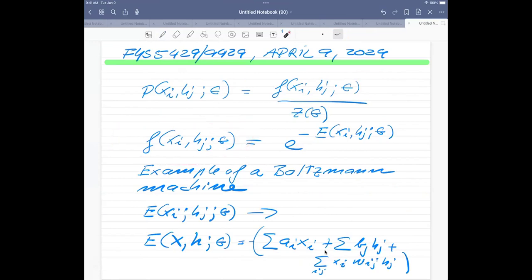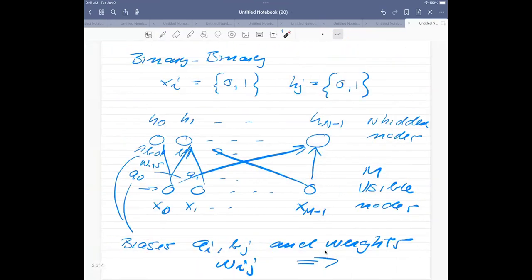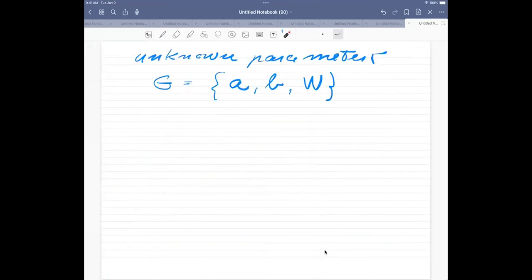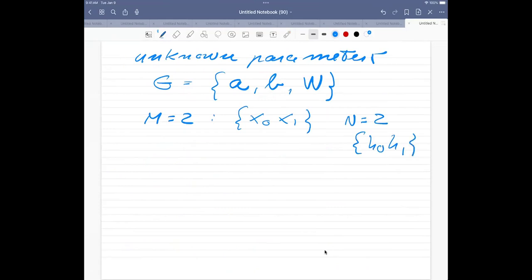Now, if you go back to the definition which I had, I need to change this definition a little bit. So what I need to define now, if you look at my possible values, is that each set of values defines a configuration. Suppose now that I have m equal 2. So that means that I have x0 and x1. And then I have n equal 2. So that means that I have 2 hidden variables, like that.